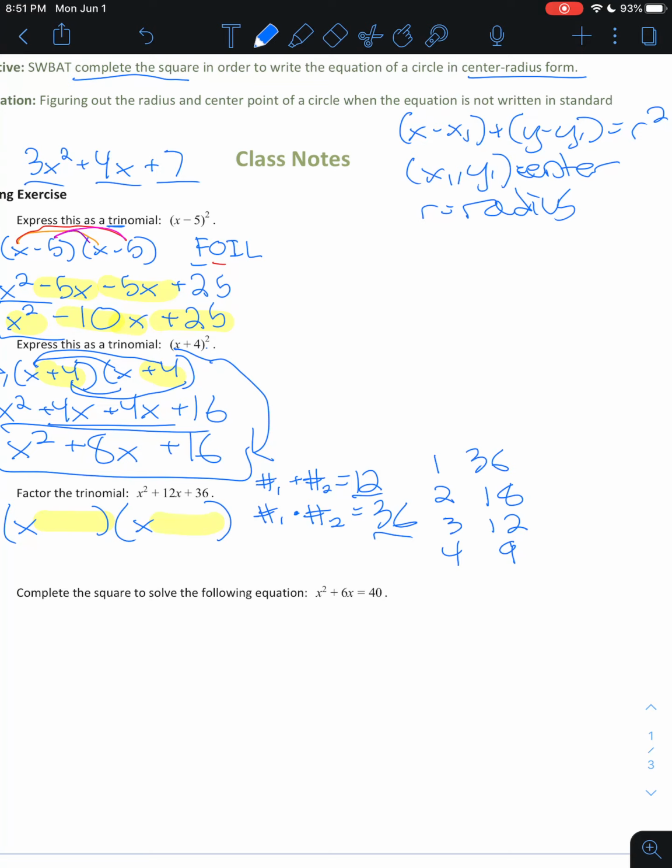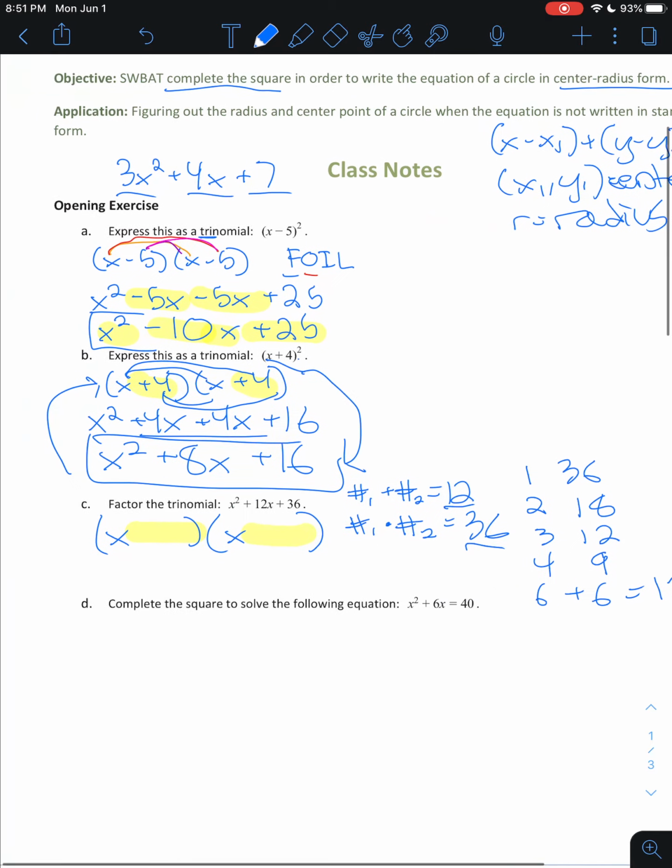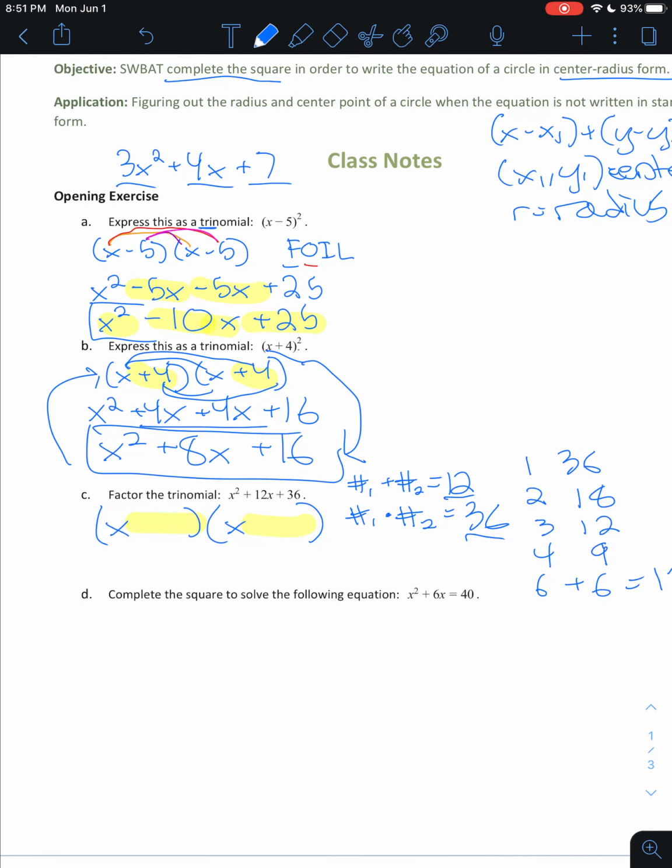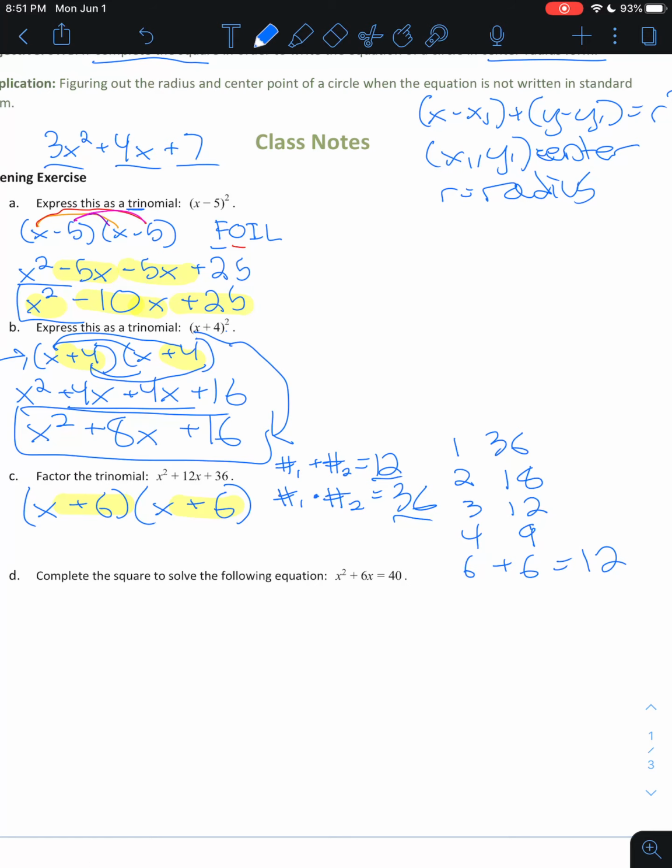5 is not a factor of 36, right? So we could skip that. Then we have 6 and 6. Well, here we have bingo, right? Because 6 plus 6 adds to 12. And again, they multiply to 36. So since we have positive 6 and positive 6, we just write it like this: plus 6, plus 6.